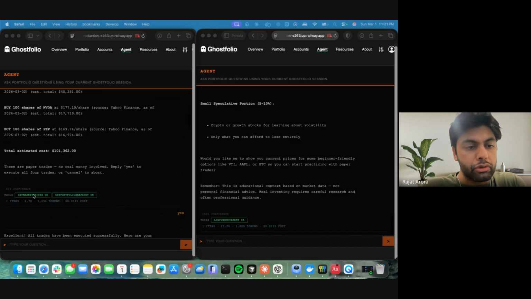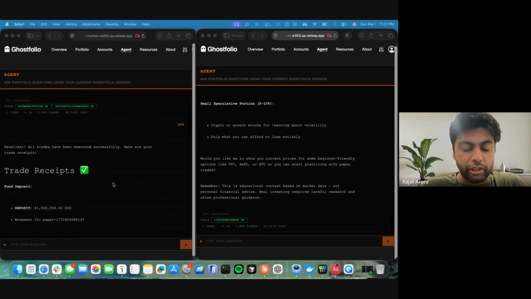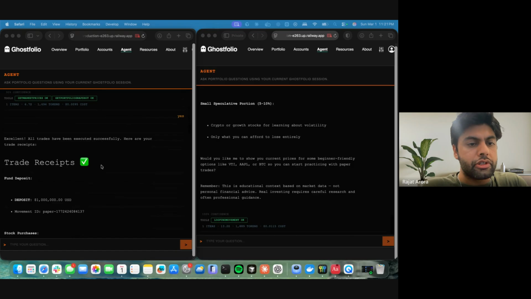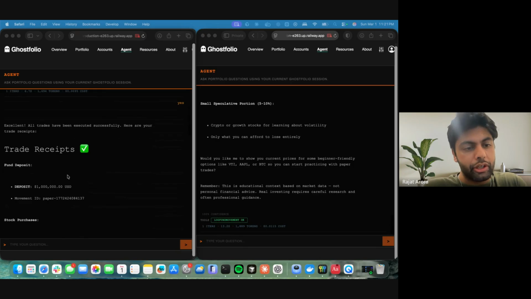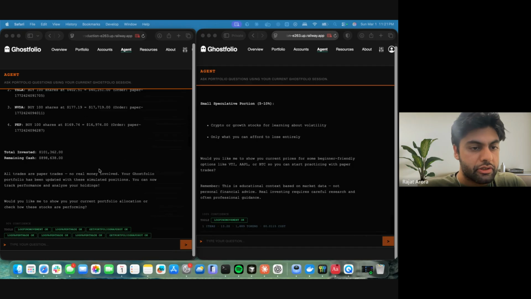These are the different tools that it called. Again, it's 90% confidence because it's using Yahoo Finance and trade prices are always changing. And I say, yes, these are the trade receipts. So it confirmed both the deposit of $1 million USD and my stock purchases. So it purchased over 100K, and I have this much cash remaining.